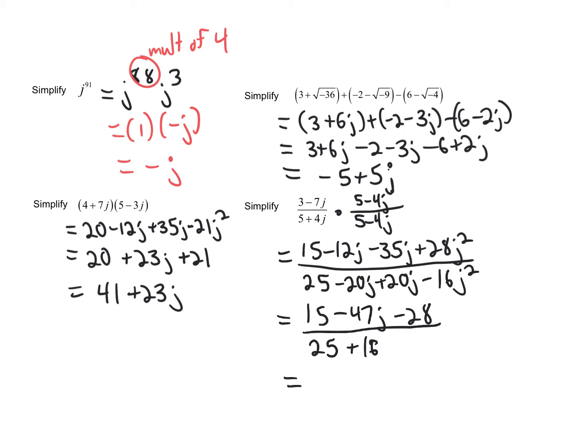This ends up being... break it up into the two pieces. And that's our final answer. You could convert it to a decimal, but it's just as easy to leave it in the fractions. Just remember to reduce your fraction. But here we have our real part, the negative 13 over 41, and our imaginary part, the 47 over 41j.